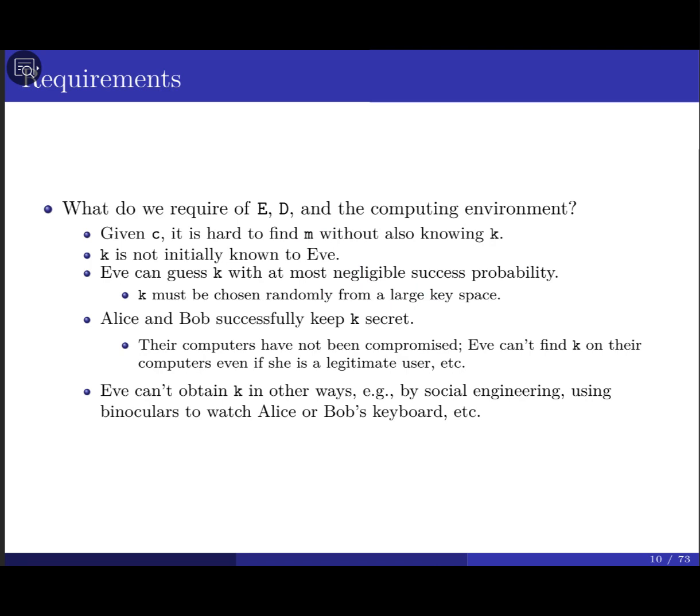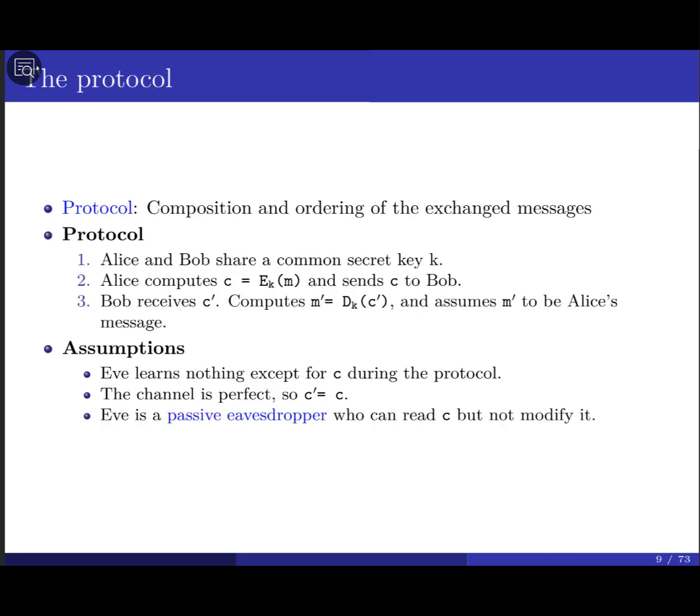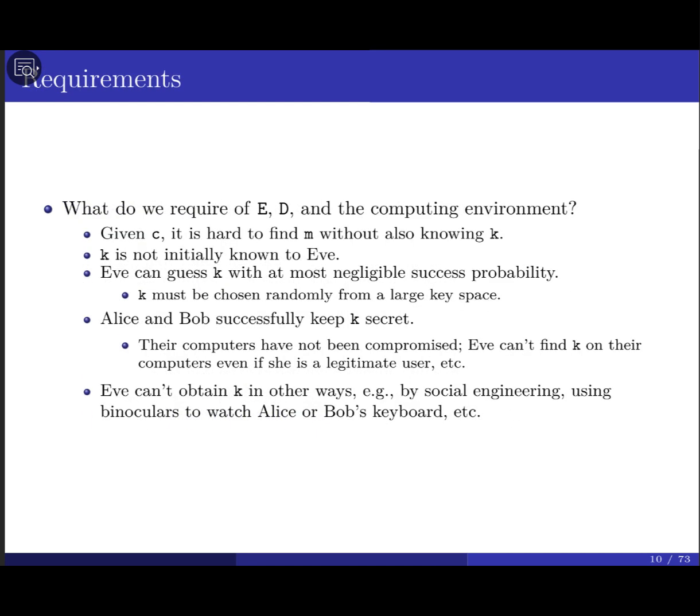Let me see, I think it's here. Yeah, I did the algorithms here. So what do we require from the encryption and decryption algorithm that you use, and the computing environment in general? The most important thing: given C, it's hard to find M without the known key. If you use a simple encryption and decryption scheme, anyone can decrypt the system. For example, if your system has A, B, C, D, and you just substitute A with B, B with C, C with D, D with E, and so on, you shift every character only one position to the right.